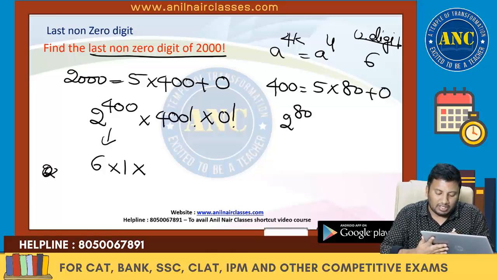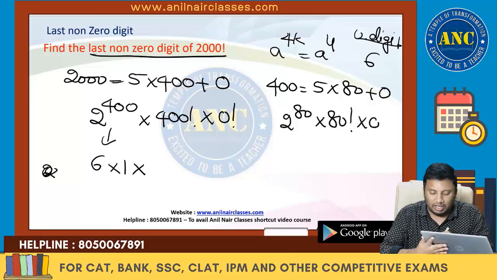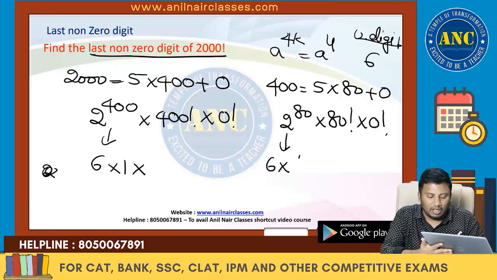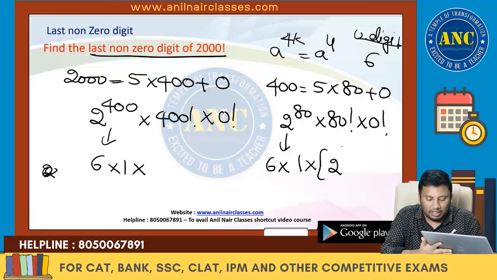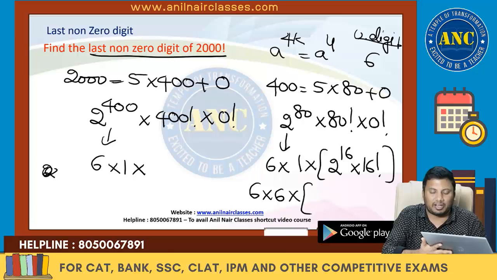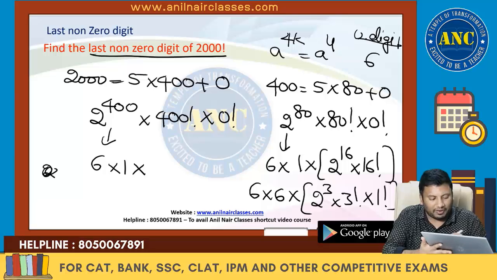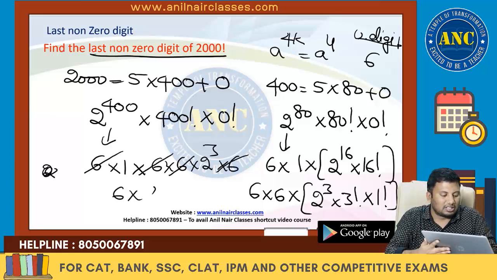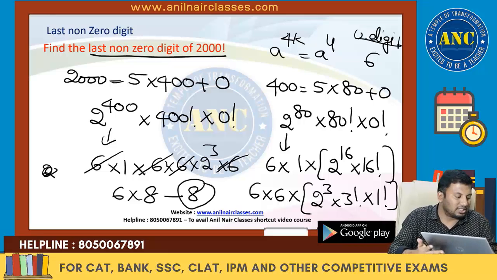So 2 power 80 into 80 factorial into 0 factorial. 2 power 80, again it is 6. 80 factorial is nothing but 2 power 16 into 16 factorial. Again 2 power 16 is 6. 16 factorial is 2 power 3 into 3 factorial into 1 factorial. So 6 into 6 into 2 cube into 6. 6 6 6 6 6. 6 8s are 48. Answer is 8.